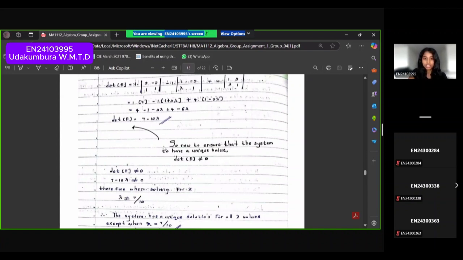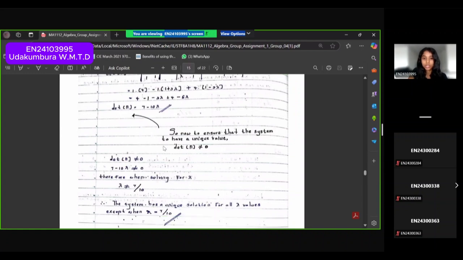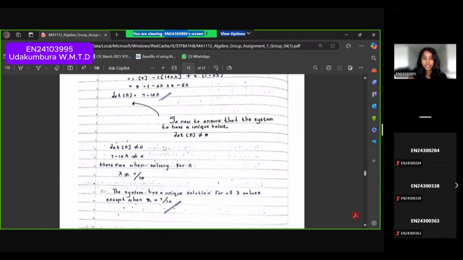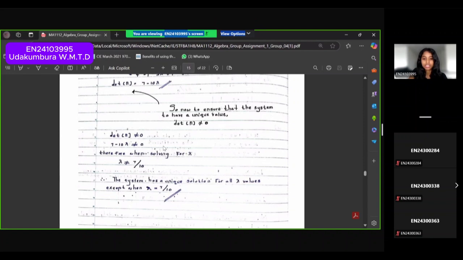Now, to ensure that the system has a unique solution, we ensure that det A is not equal to 0. That means 7 minus 10 lambda should not equal 0. Therefore, when solving for lambda, lambda should not equal 7 over 10. So this system of equations has a unique solution for all lambda values, except when lambda is equal to 7 over 10.